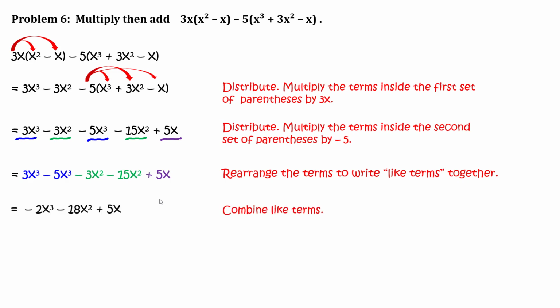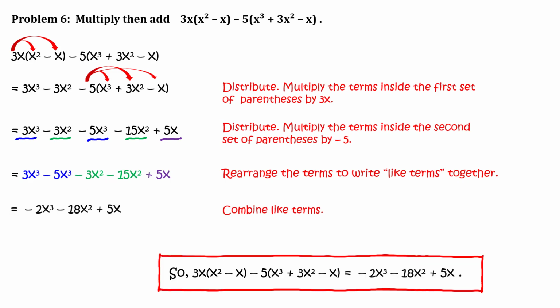All right, and then I'm going to combine like terms. 3x cubed minus 5x cubed is negative 2x cubed. Remember, when you add or subtract like terms, the variable part stays the same. And then negative 3x squared minus 15x squared. Negative 3 minus 15 is negative 18. And then the x squared part stays the same. And then the plus 5x. All right. So 3x times the quantity x squared minus x minus 5 times the quantity x cubed plus 3x squared minus x equals negative 2x cubed minus 18x squared plus 5x.